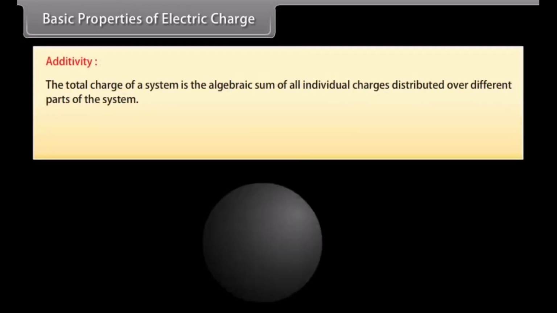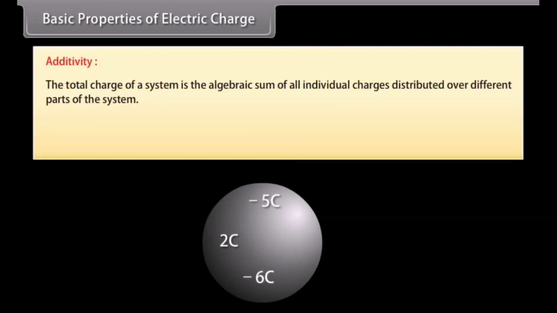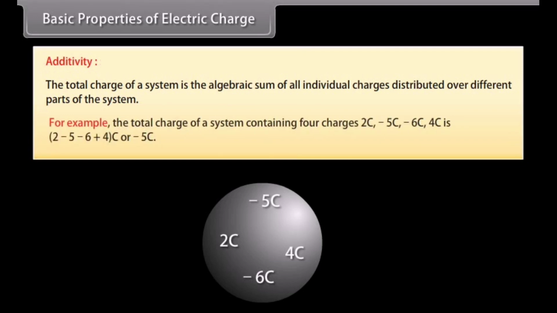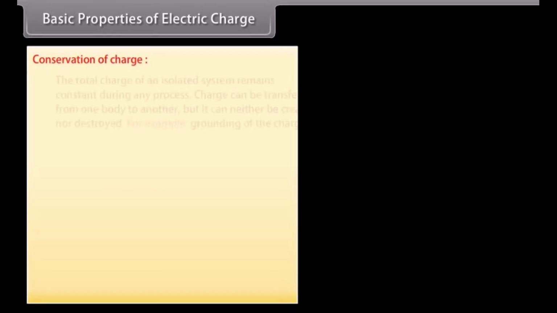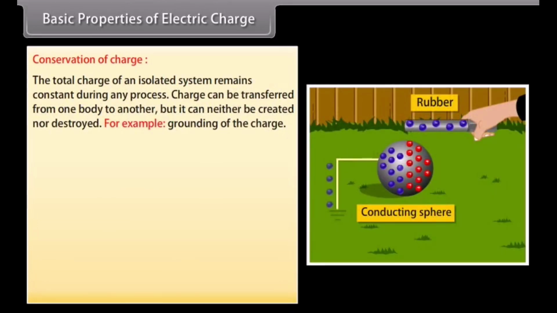Basic properties of electric charge. Additivity. The total charge of a system is the algebraic sum of all individual charges distributed over different parts of the system. For example, the total charge of a system containing 4 charges, 2 Coulomb, -5 Coulomb, -6 Coulomb, and 4 Coulomb, is equal to -5 Coulomb. Conservation of charge. The total charge of an isolated system remains constant during any process. Charge can be transferred from one body to another, but it can neither be created nor destroyed. For example, grounding of the charge.